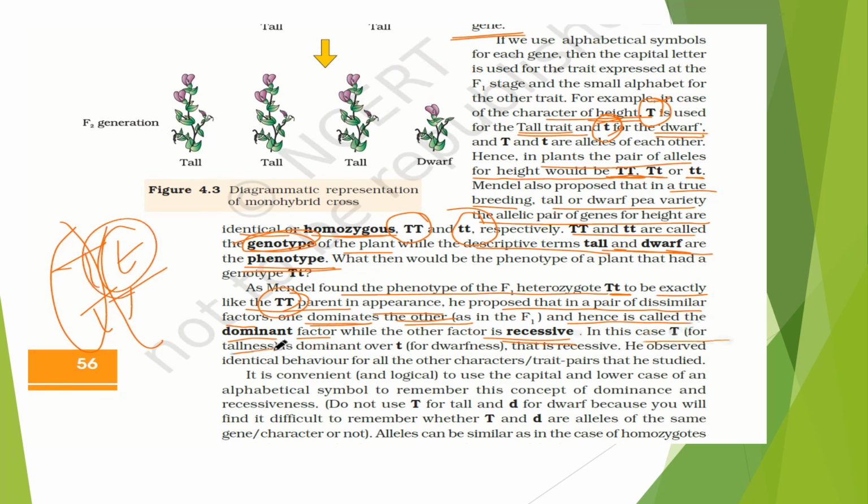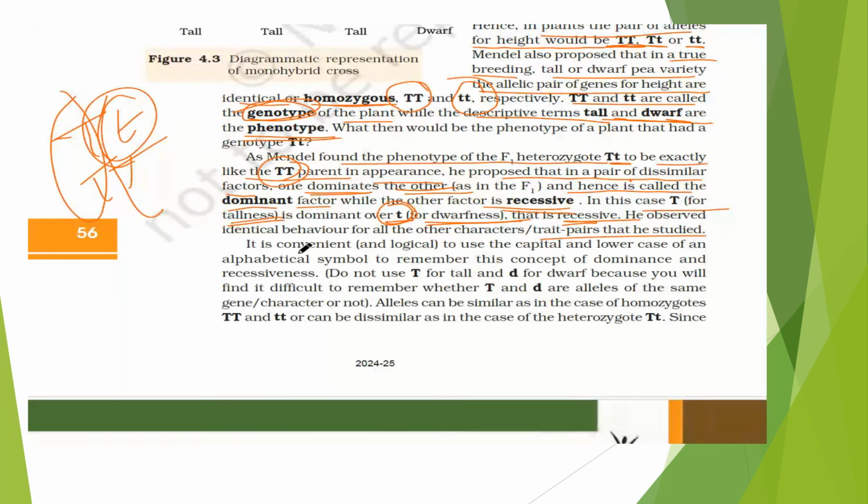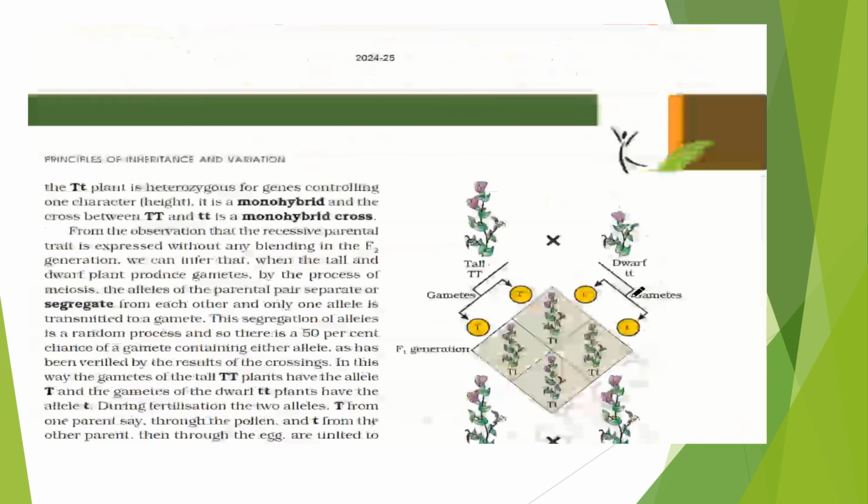So capital T stands for tallness, whereas small t stands for dwarfness, right? So this is recessive. He observed contrasting trait pairs that were studied. So it is convenient and logical to use a capital letter and the lower case of an alphabet symbol to remember the dominance and recessiveness, right? So we are not writing D for dwarf. You write T for tall and small t for the dwarf plant. In case of homozygous, we will write TT and tt, and for the heterozygote, we will write capital T and small t, right? Since the Tt plant is heterozygous for genes controlling one character, it is a monohybrid, and hence the cross between the capital T and small t alleles is a monohybrid cross.